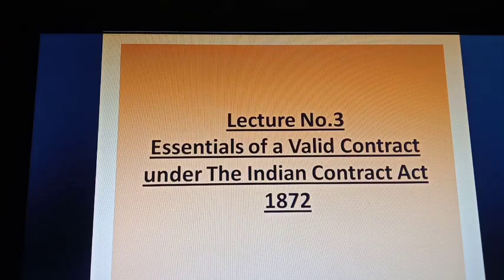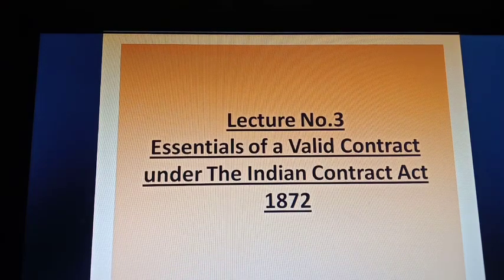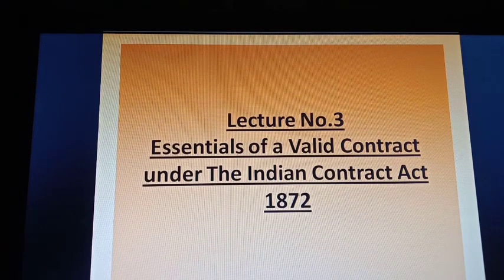Hello students, in lecture number 2 we had discussed the definition of the term contract, and according to the definition, an agreement which is enforceable by law is called a contract. But how an agreement will be enforceable by law is laid down under Section 10 of the Indian Contract Act 1872. So this can be regarded as the essentials of a valid contract. In this video, I am going to discuss what are those various essentials by which an agreement becomes a valid contract.